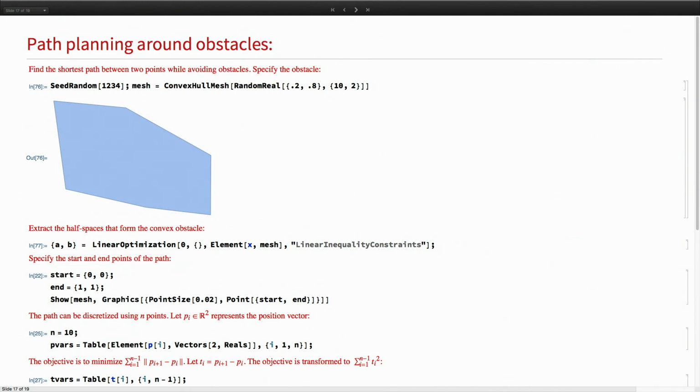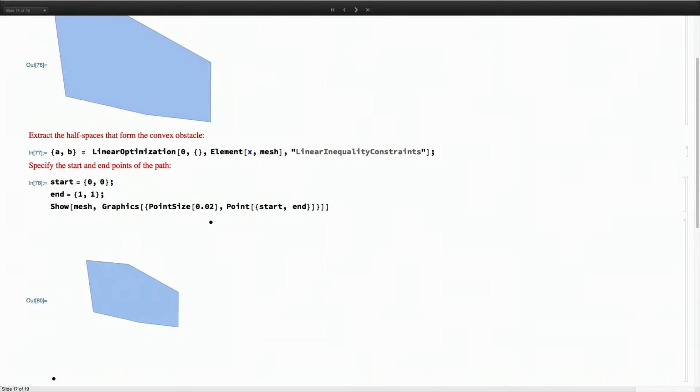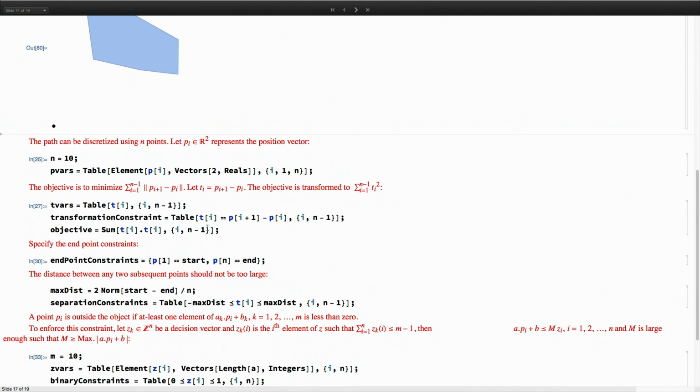We're going to specify a start and an end point. There we have it. We're going to start at the bottom, and we're going to try and work our way to the top. Obviously, it can't go through a straight line, so we have to find a path around it. So what we're going to do is discretize the path by a number of points. We'll say pi are the number of intermediate points in between, and we're going to use 10 points. So between the start and the end, there are going to be 8 intermediate points, and the 9th and the 10th are going to be the edges.